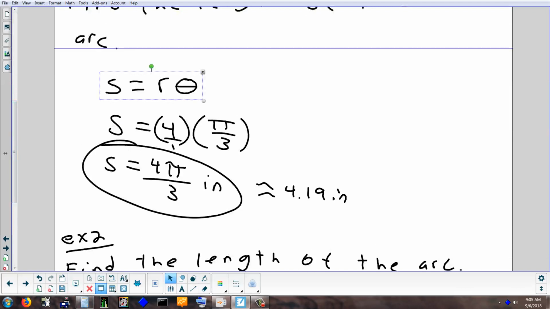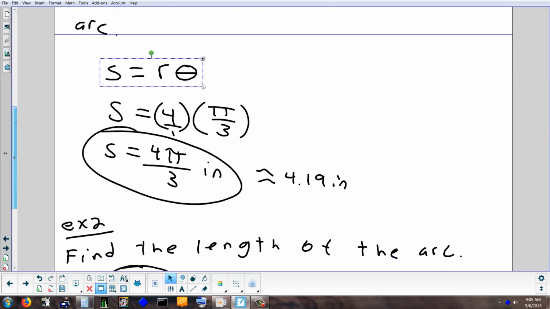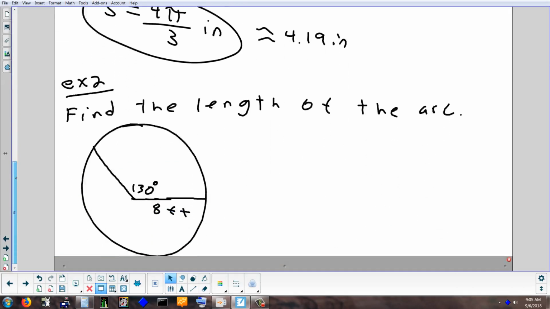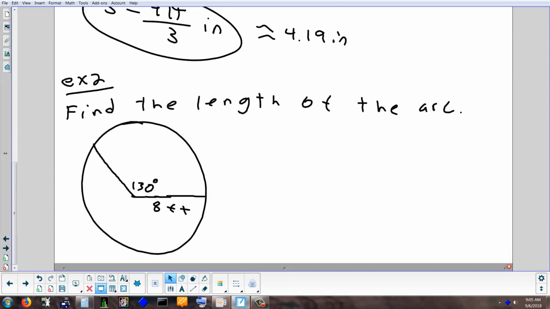Okay. Any questions on that one? So they're all, for this formula, pretty much like that. Okay, a little different. This time they just draw a picture. And they want you to find the arc length of the arc. So what you're finding is this. If that red arc represented a piece of string and you took and straightened it out, put it on a ruler, how long would it be? That's what I want to know.